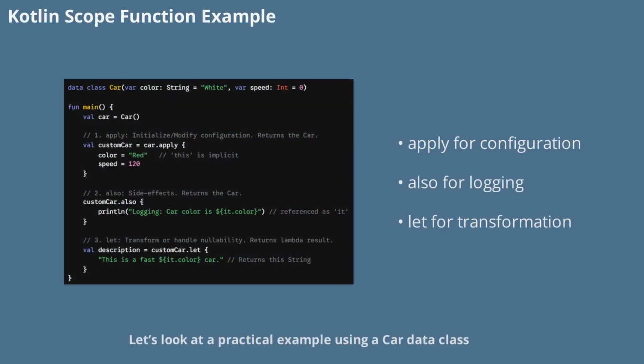Let's look at a practical example using a car data class. We'll use apply to set the car's color and speed, also to log its properties, and let to transform or handle nullability. This approach keeps your code concise and expressive, avoiding unnecessary variables and making your intentions clear. Scope functions are powerful tools for writing clean, readable Kotlin code.